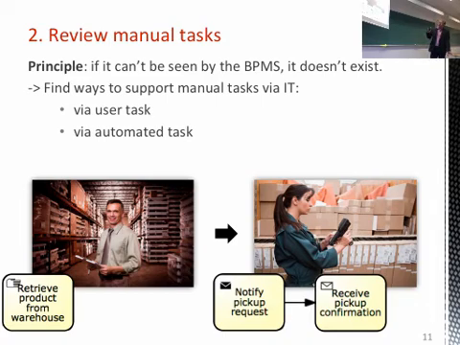So we will have to replace this with two parts. Something where I notify the workers in the warehouse that this product has to be retrieved and this label has to be attached to it. And then they do it. And then the next thing is when that label is scanned in the shipment bay, and then I know that that task has happened. So in this case, I replaced the manual task by a send task, where I send something to the warehouse people, and a receive task.